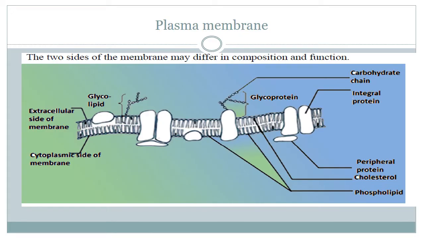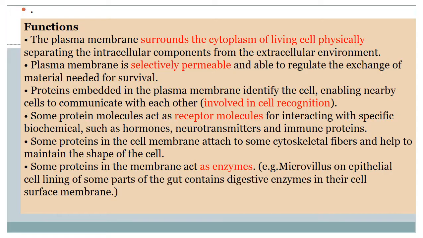This is a diagram from the resource book, which you can go through the same thing. Functions of the plasma membrane. It surrounds the cytoplasm of the living cell physically, separating the intracellular components from the extracellular environment. The plasma membrane is selectively permeable and regulates the exchange of material for survival.